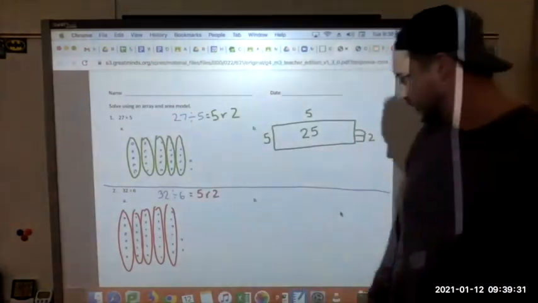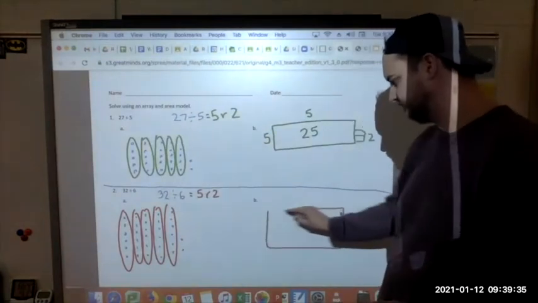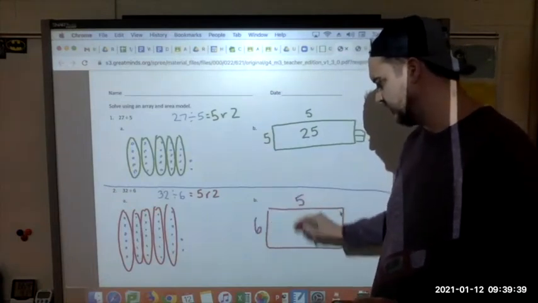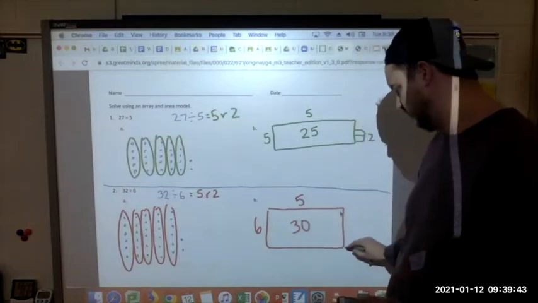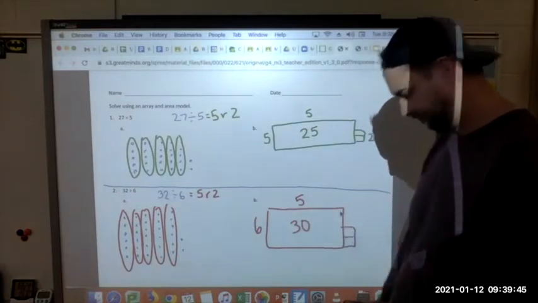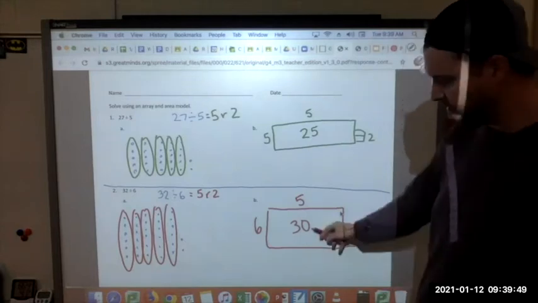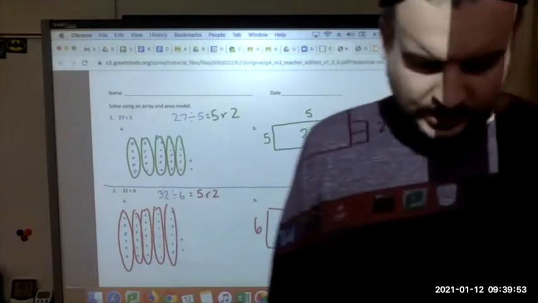How do I model that with a rectangular array? I have a 6 by 5 rectangle. That gives me 30 with 2 square units out to the side. 30 and 2 is 32. All right, guys, so I know this is tricky.